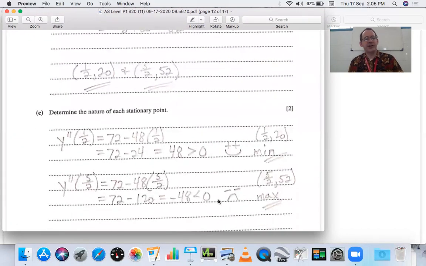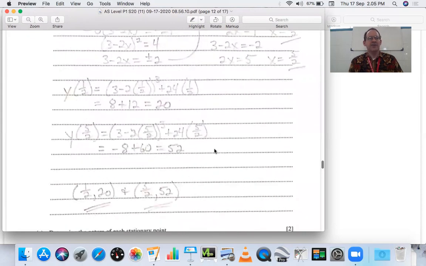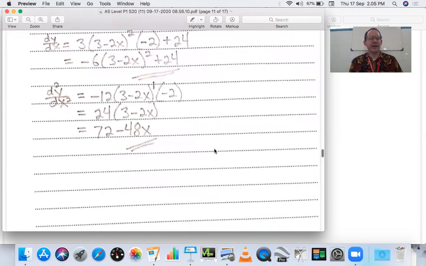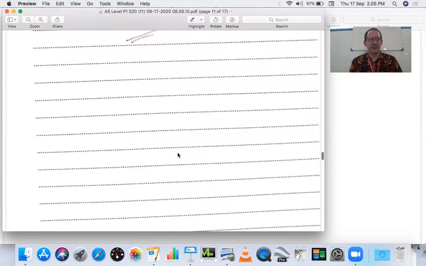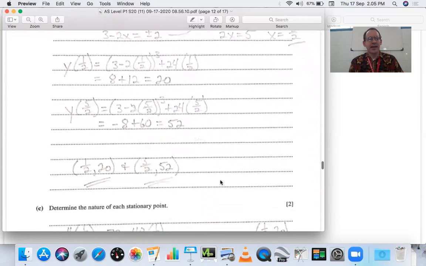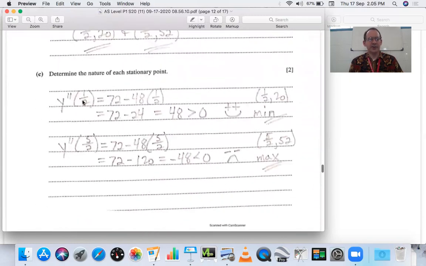Part C, determine the nature of each stationary point. Well, this is where we're going to use the second derivative. So we take our second derivative that we have up here, the 72 minus 48x, and we plug into it our x coordinate only, the 1/2. And so for this first one, when we plug in 1/2 into the second derivative, we get 48, which we need to interpret as being positive. In other words, greater than 0.